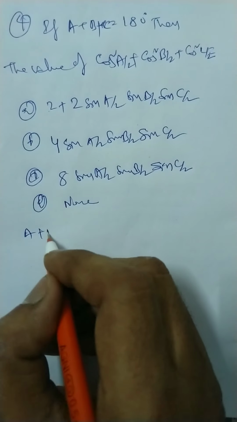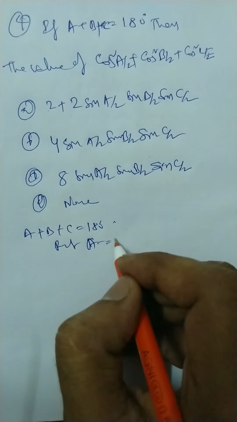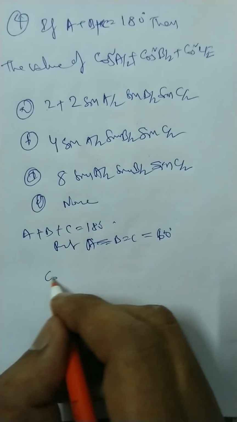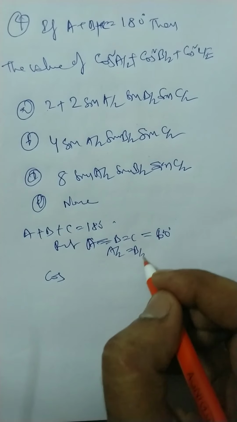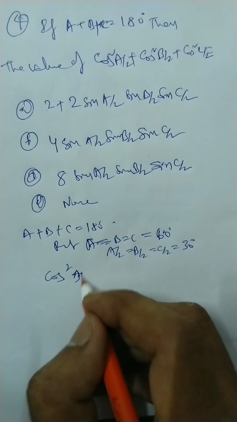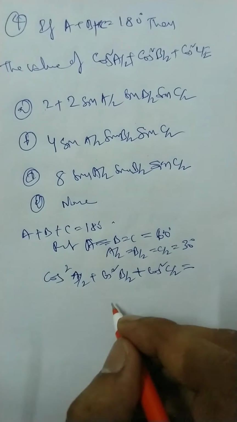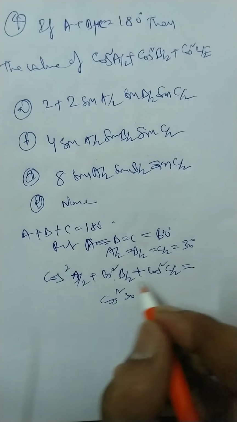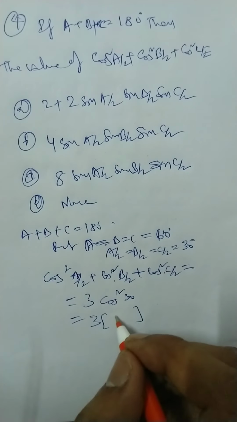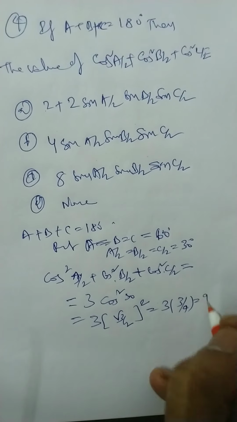So here again the sum of the angles is 180. So to get the solution, substitute A equal to B equal to C equal to 60 degrees. So A by 2, B by 2, C by 2 means 30 degrees. So cos square A by 2 plus cos square B by 2 plus cos square C by 2 is equal to cos square 30 plus cos square 30 plus cos square 30. So this is 3 cos square 30, where cos 30 is root 3 by 2, whole square. So you get 3 into 3 by 4, the answer is 9 by 4.